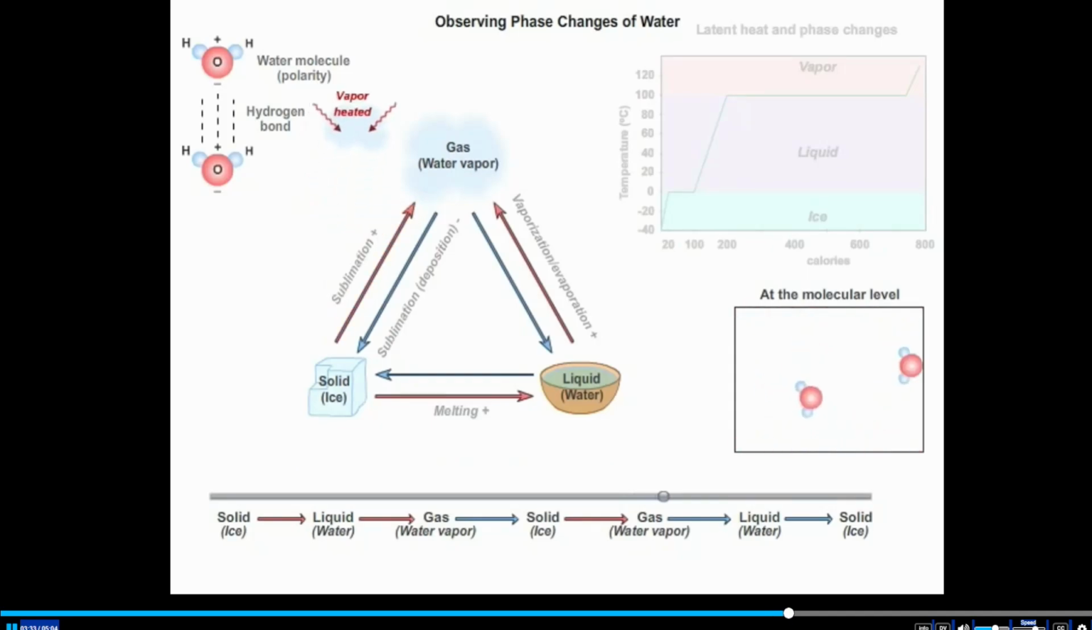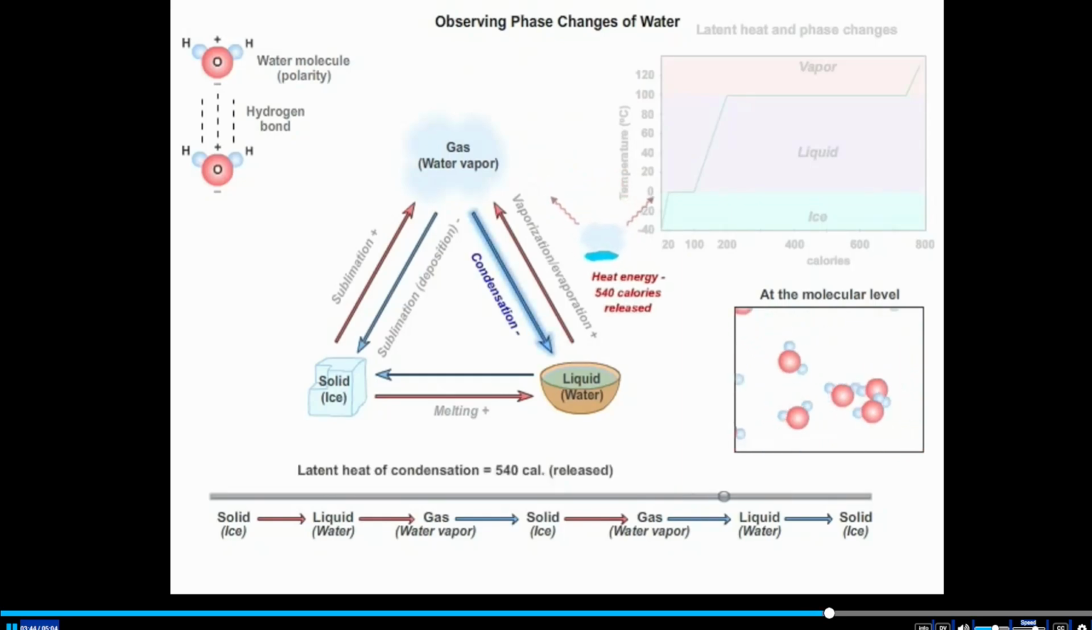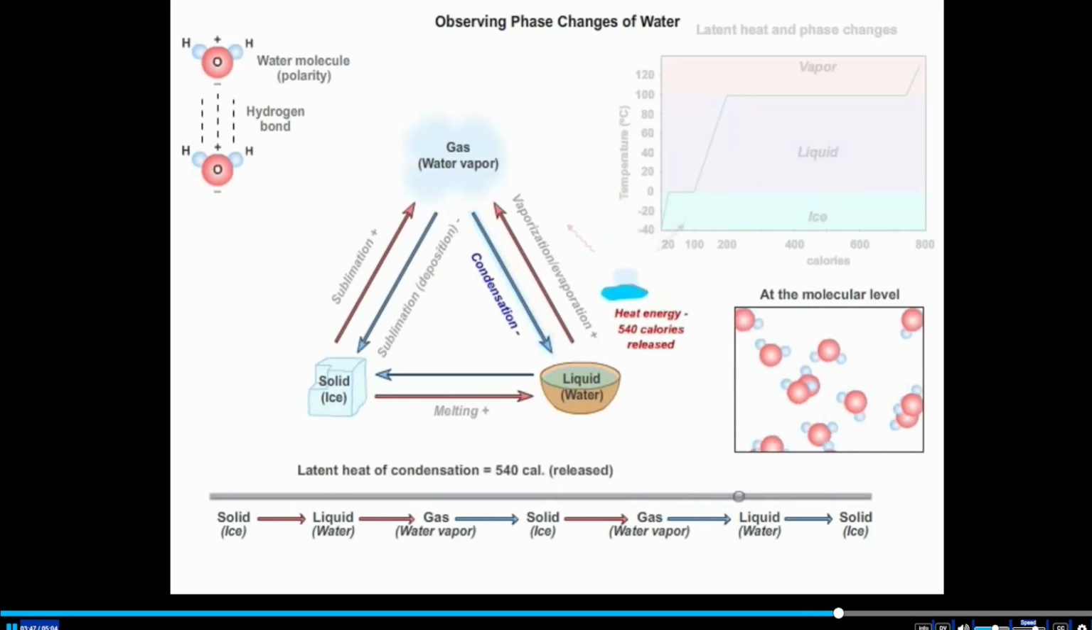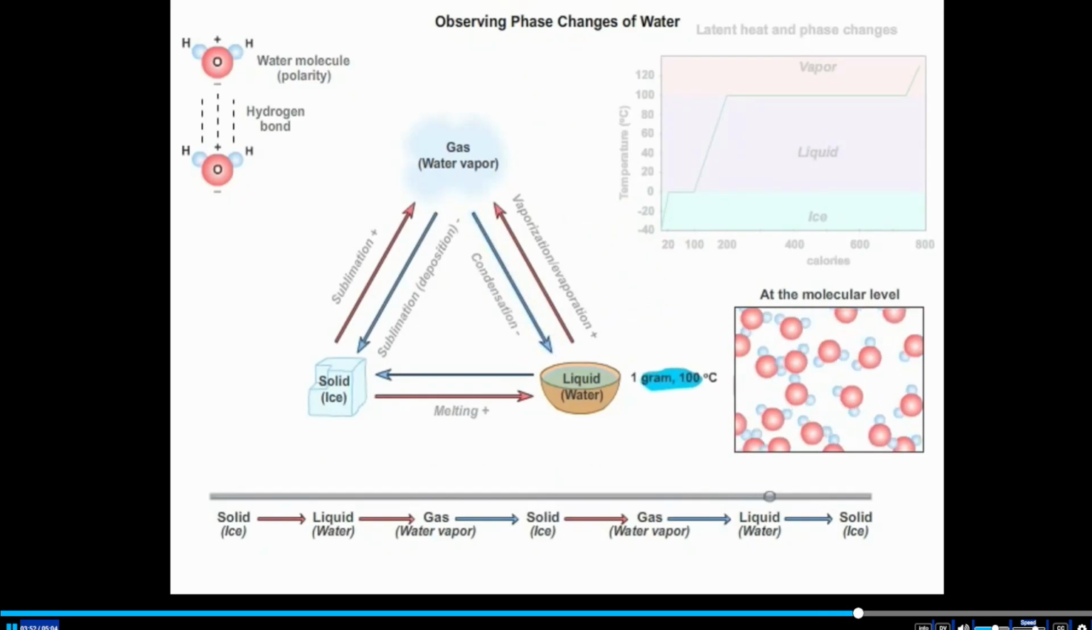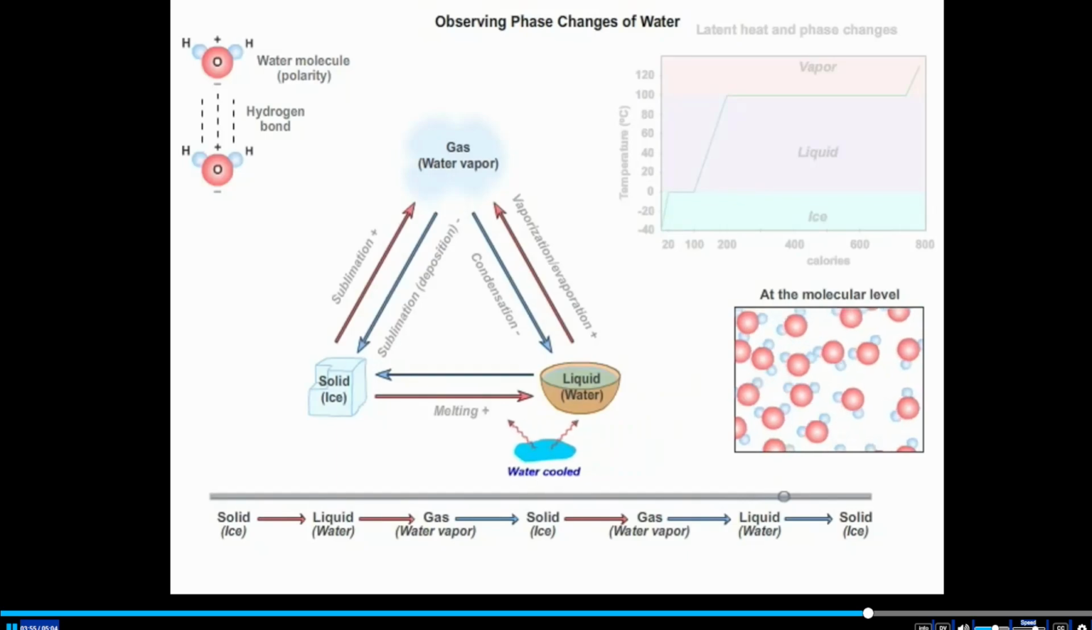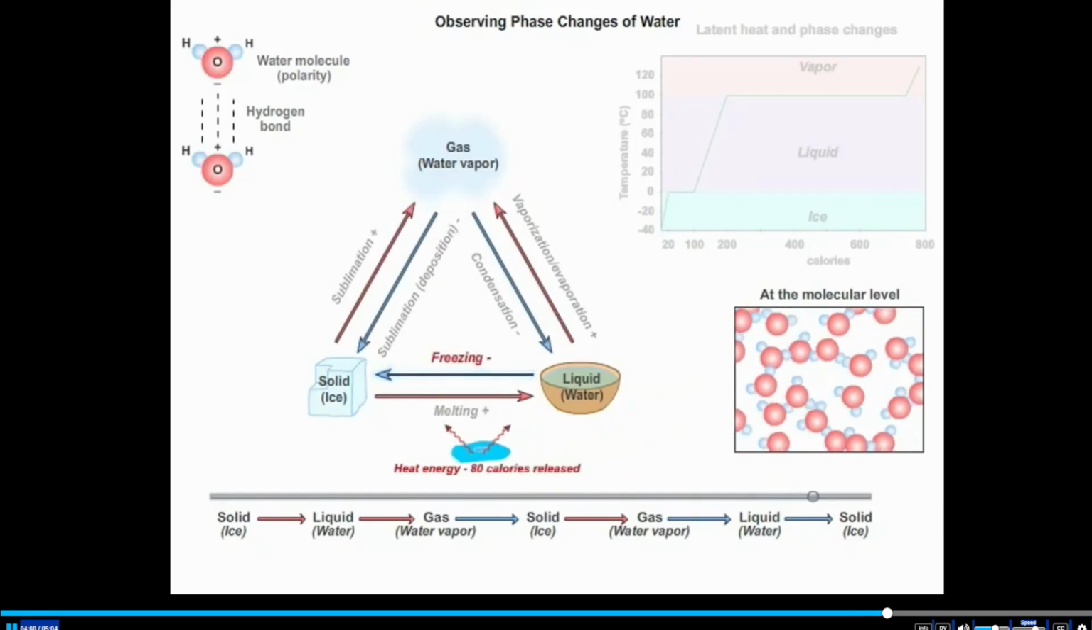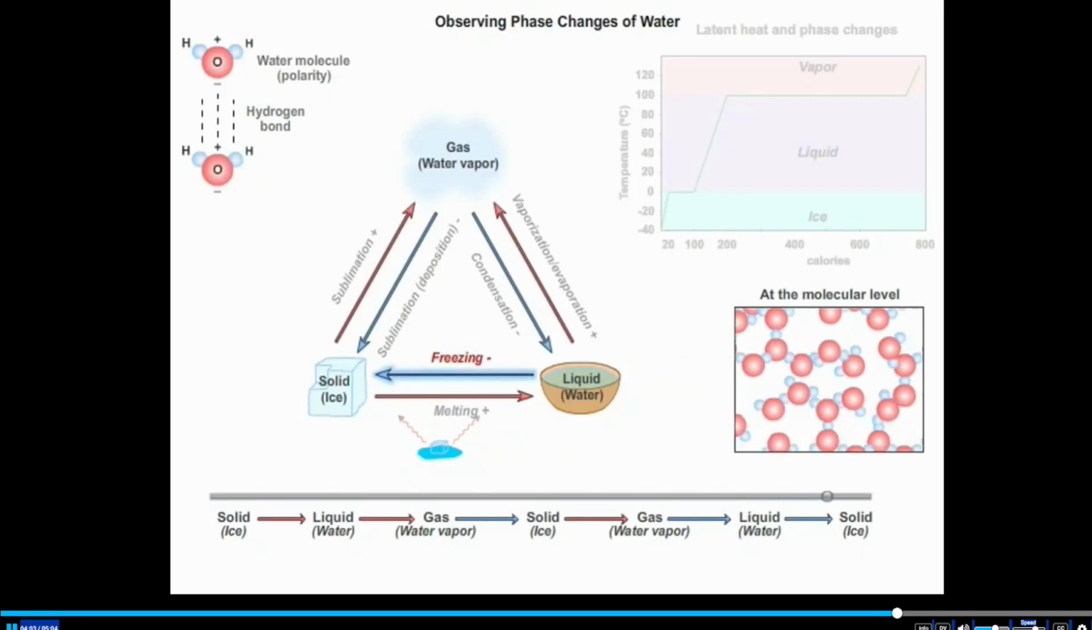As the animation continues, the water vapor changes to liquid water in the process of condensation. If the water vapor is at a temperature of 100 degrees Celsius, about 540 calories of latent heat must be released in order for condensation to occur. Once the 1 gram of liquid water has cooled to 0 degrees Celsius, 80 calories of heat energy must be released as latent heat of fusion in order for ice to form.